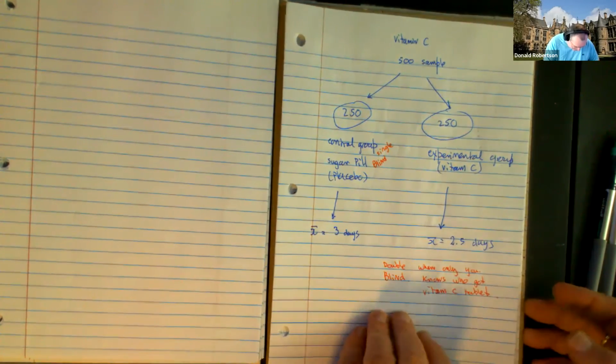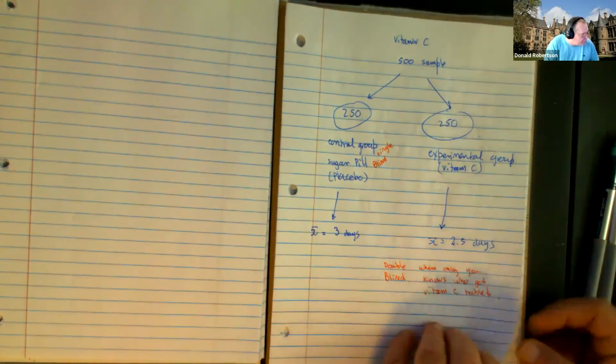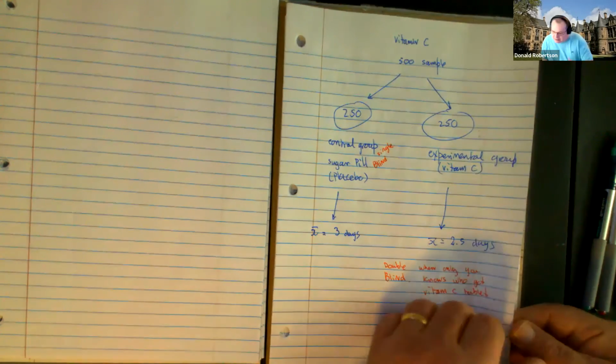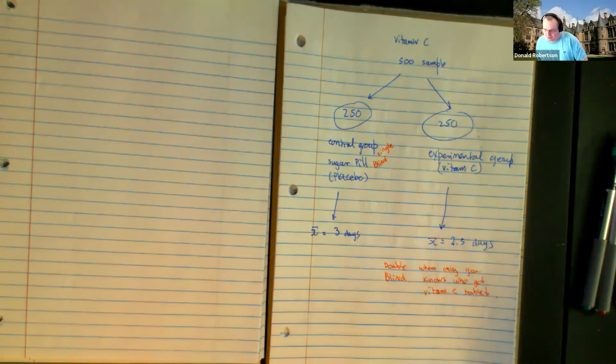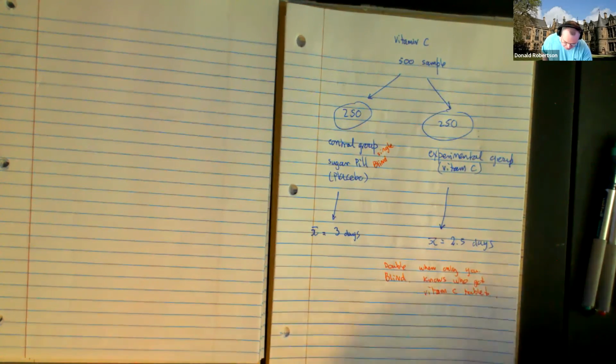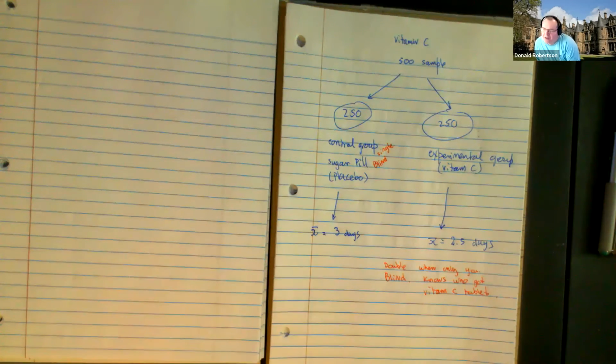Now, there are many, many situations where you cannot do controlled experiments. Unethical is the most common reason. So, suppose I was interested in smoking and its effect on, let's not do smoking, marijuana smoking, and its effect on your mental health.